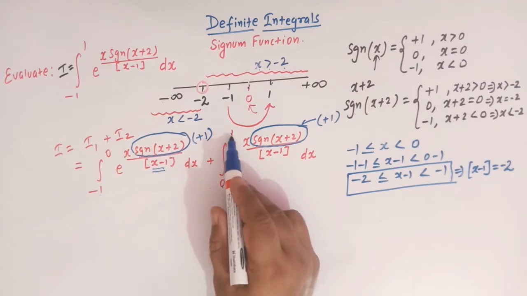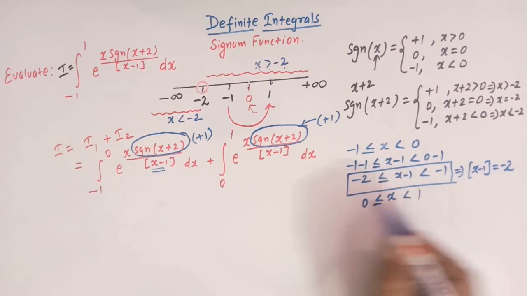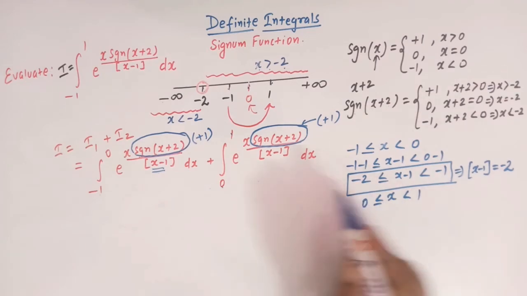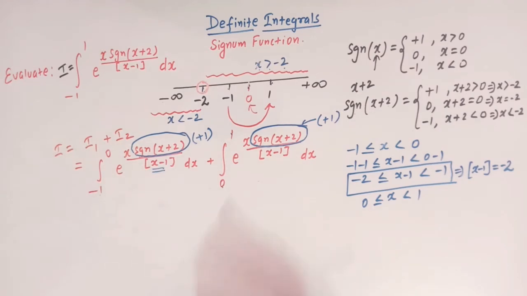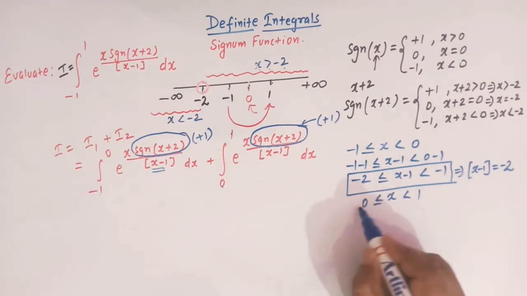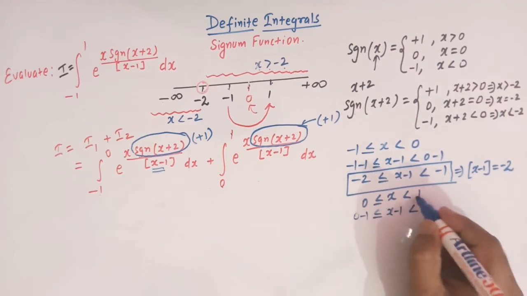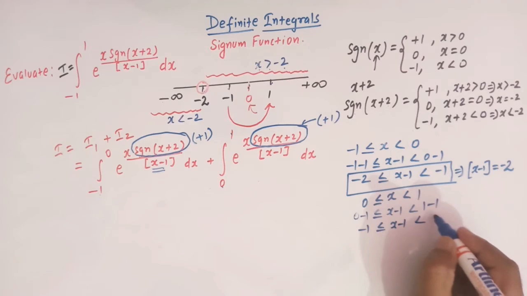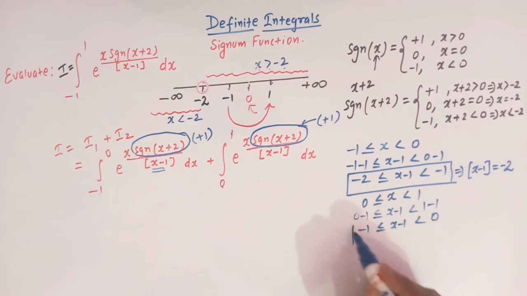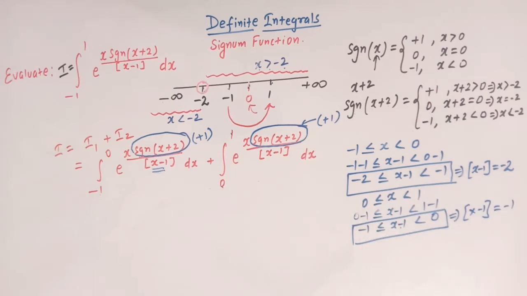And similarly, in this integral we have x lying between 0 and 1, right? But we need to find out the value of greatest integer of x minus 1. So again, we'll subtract 1 throughout, so we'll have 0 minus 1, which is minus 1, here we have x minus 1, here we have 1 minus 1, so we have 0. So by definition of greatest integer function, the value of greatest integer of x minus 1 is minus 1, right?